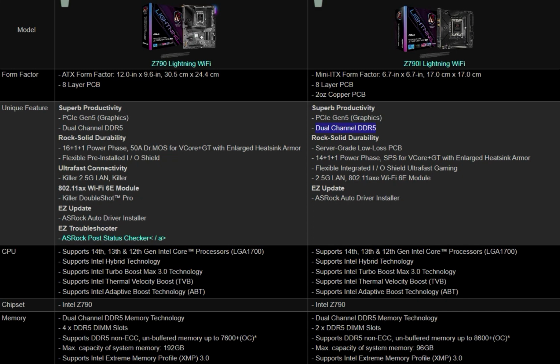16 plus 1 plus power phase. 14 plus 1 plus power phase. Ultra fast connectivity for the LAN, 2.5 GB per second. This is also the same. And this is for the Wi-Fi. This is version AX, 802.11ax, and the same 6E and 6E.